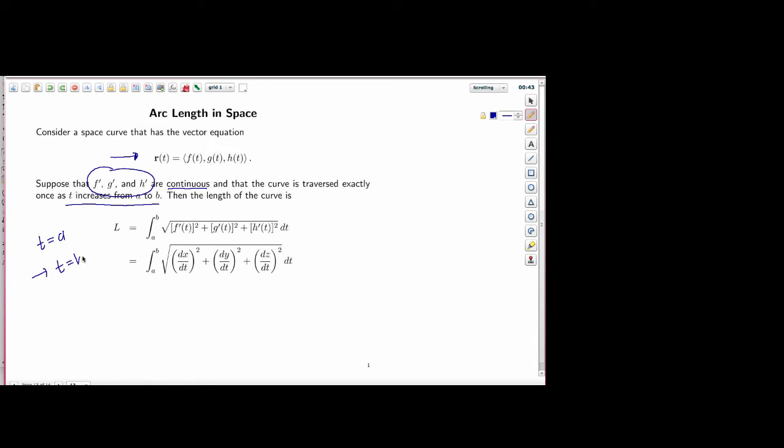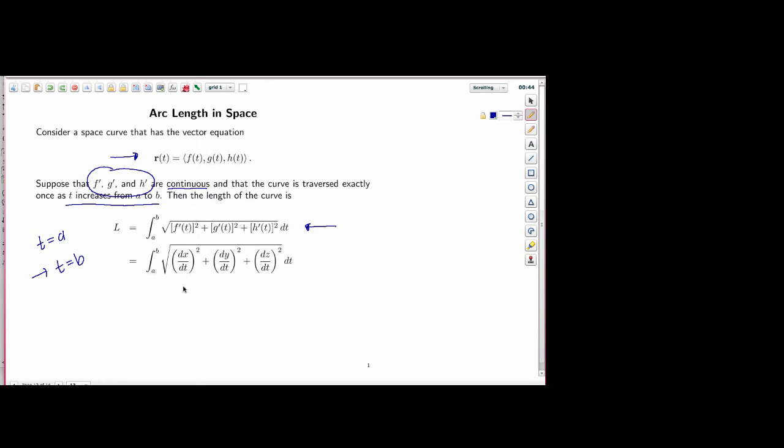So given those conditions, then the length of our curve, meaning if you stand on our curve at the point corresponding to t equals a and walk along the curve to the point corresponding to t equals b, the arc length of that curve is given by integral a to b square root f prime of t squared plus g prime of t squared plus h prime of t squared.